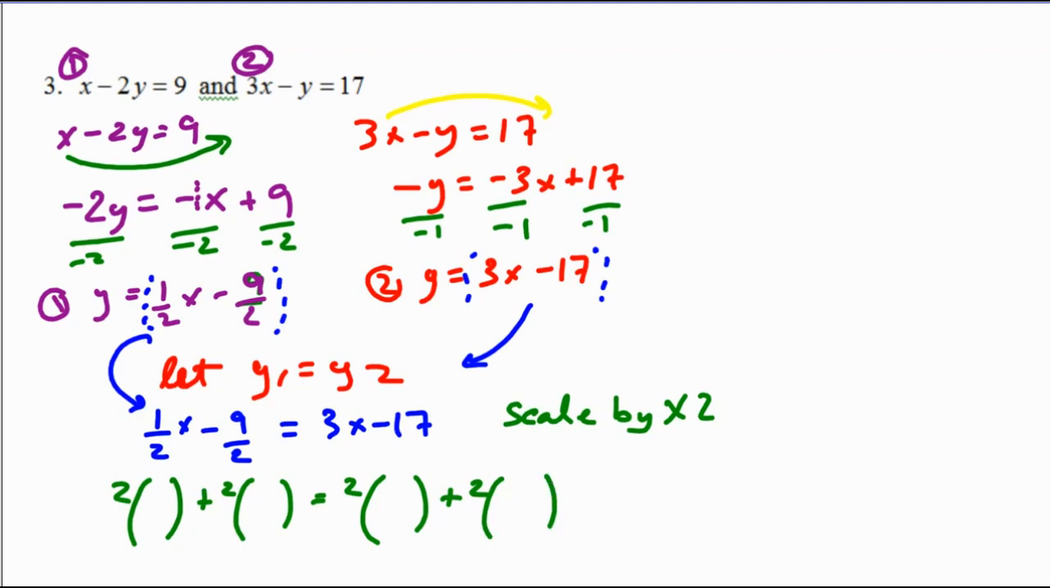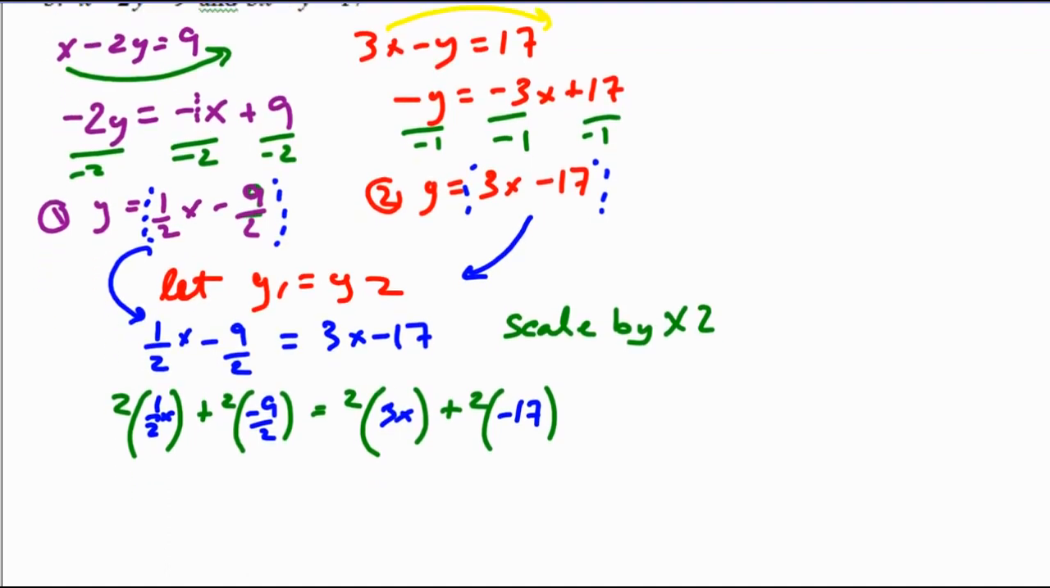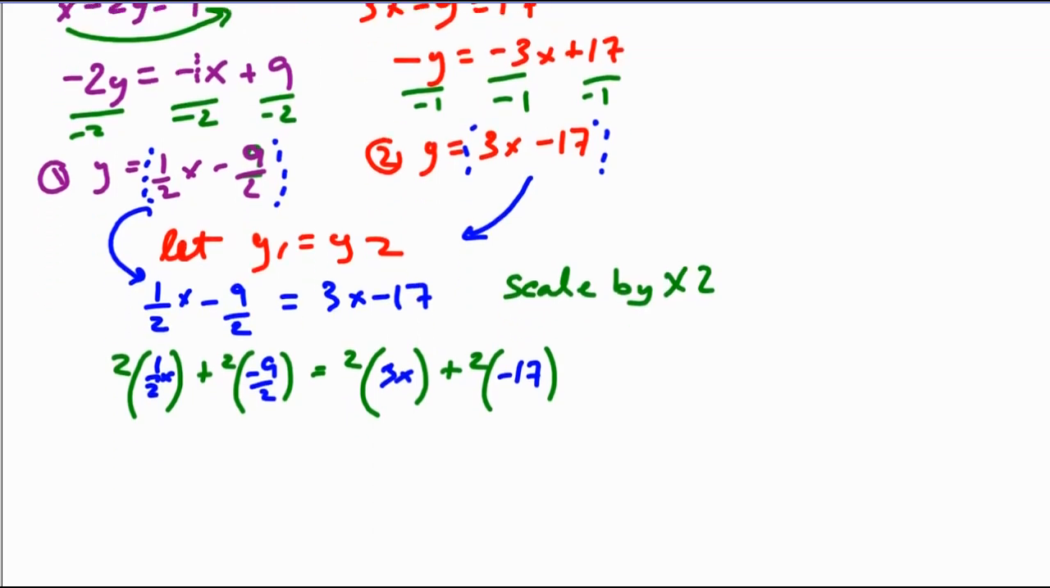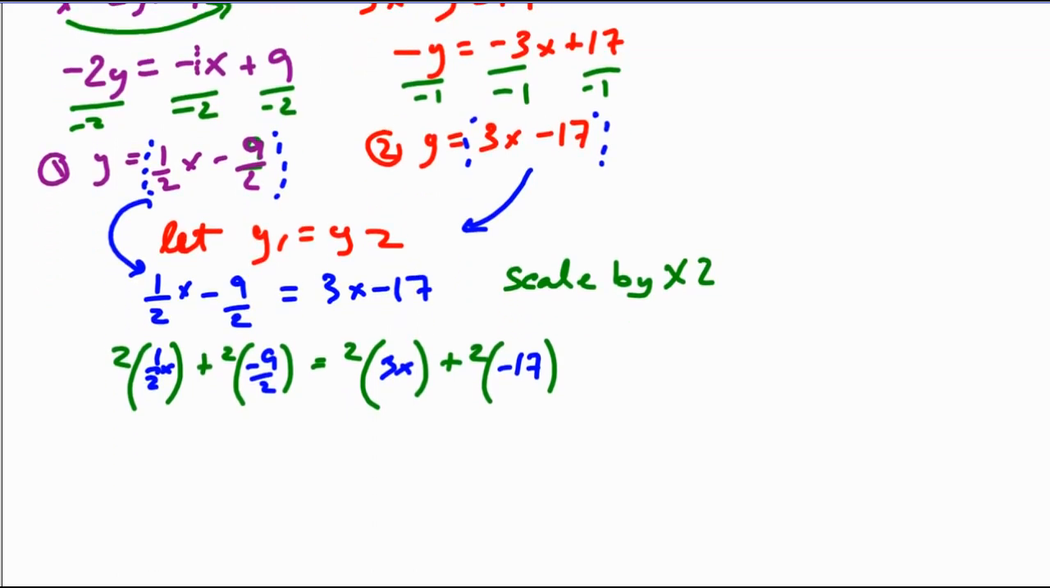So what was in all those? 1/2 x minus 9 over 2 and 3x and negative 17. I was careful to include the negatives in the brackets because it's a little easier. Okay, so let's look at what happens here. The 2's cancel out the 2's, and that's the whole reason we did it. And so now we're left with the 1x minus 9 equals.